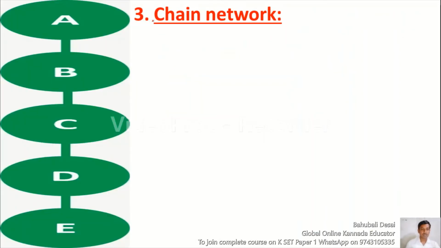So the next one is chain network. The chain network may be upward or it may be downward.